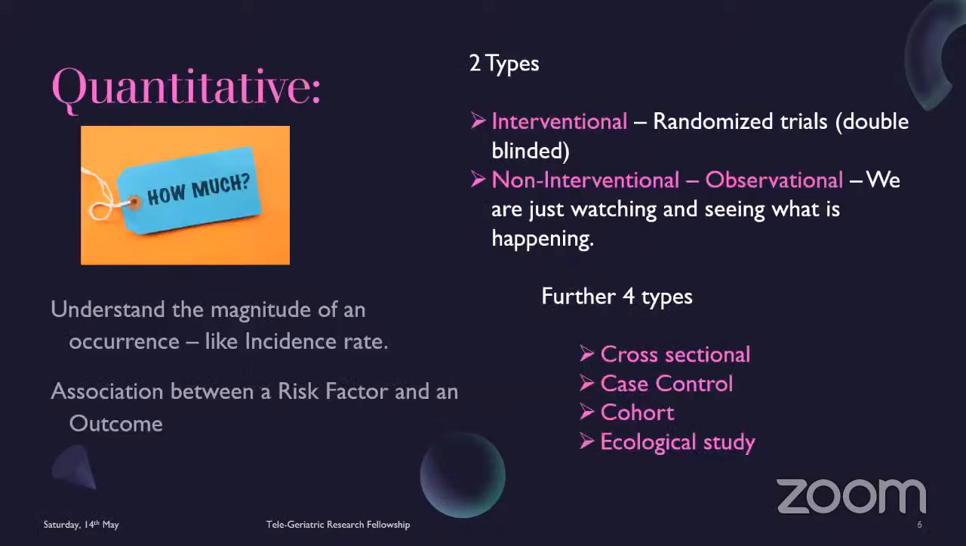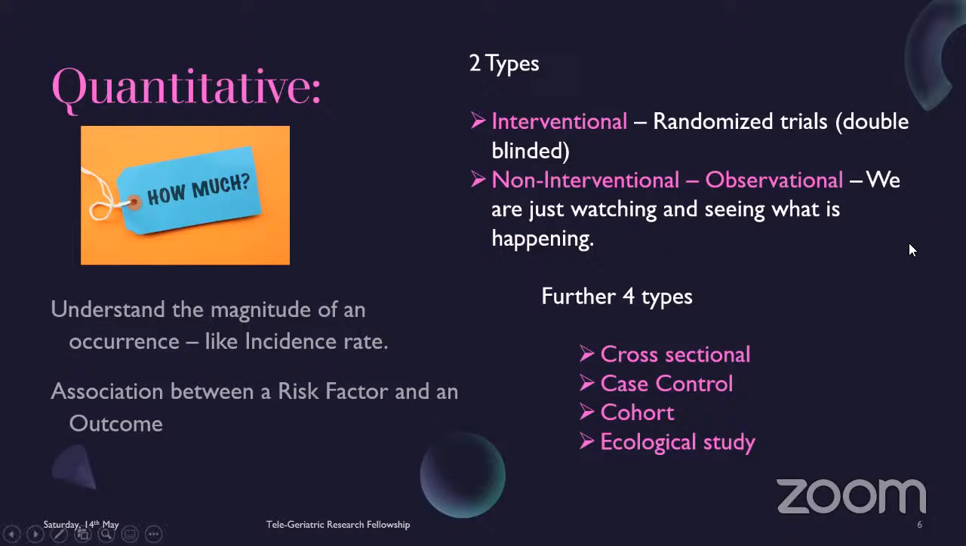Going on to quantitative. The name itself says quantity: how much. To understand the magnitude of an occurrence, like incidence rate, how many people are affected. For example, if there is a gastroenteritis outbreak, we are going to ask how many people have gastroenteritis. So we are going to answer the incidence rate. And we are going to form an association between a risk factor and an outcome. Like, did they go out to eat somewhere? Get the risk factor and form an association.